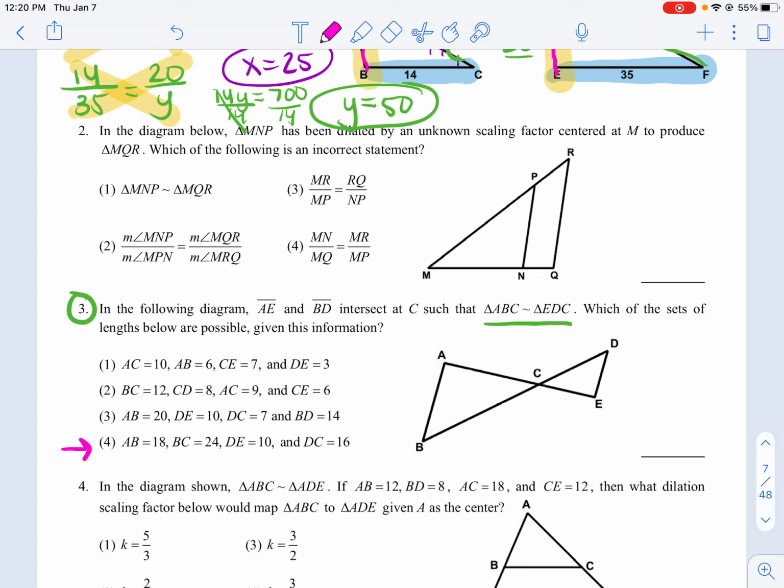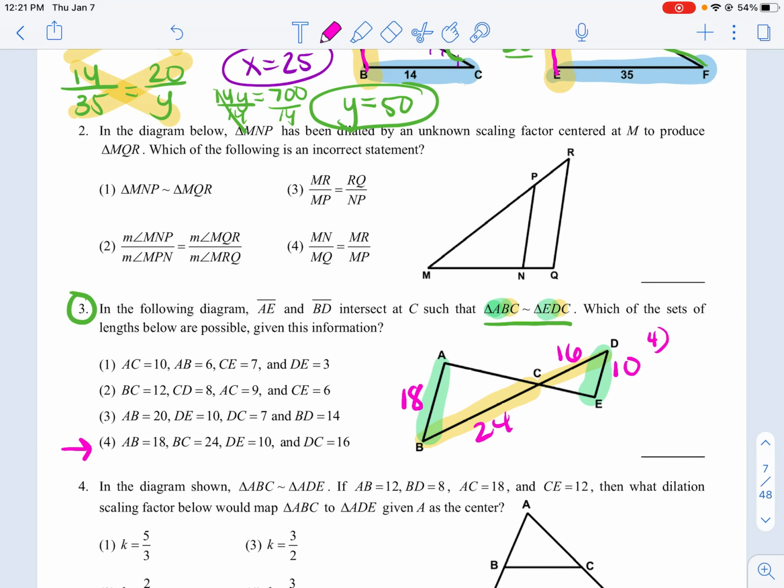So if we start here, I'm going to label AB is 18, BC is 24, DE is 10, and DC is 16. So first thing we want to make sure, are these sides matching correctly? BC, does that match up with CD? Yep. And then AB, does that match up with ED? It does. So now let's cross multiply and see if those work.